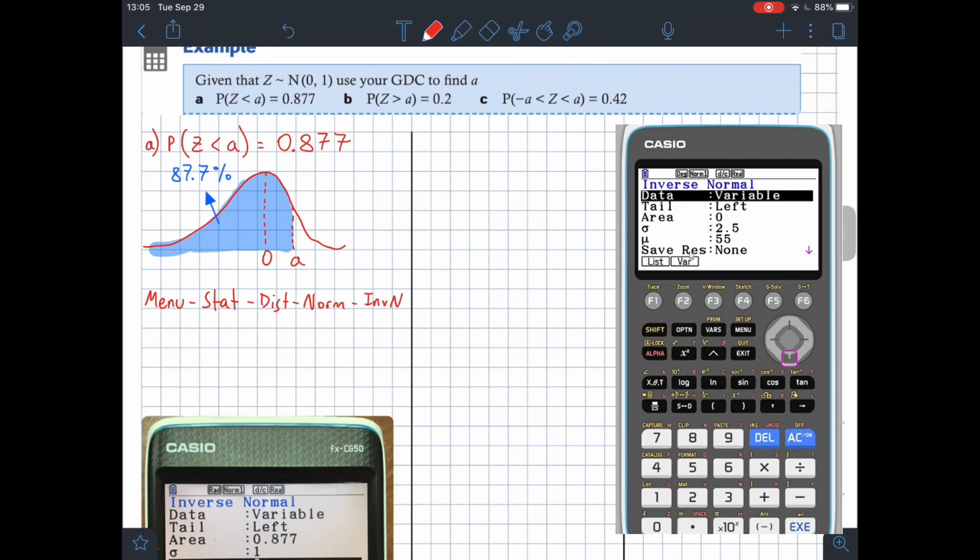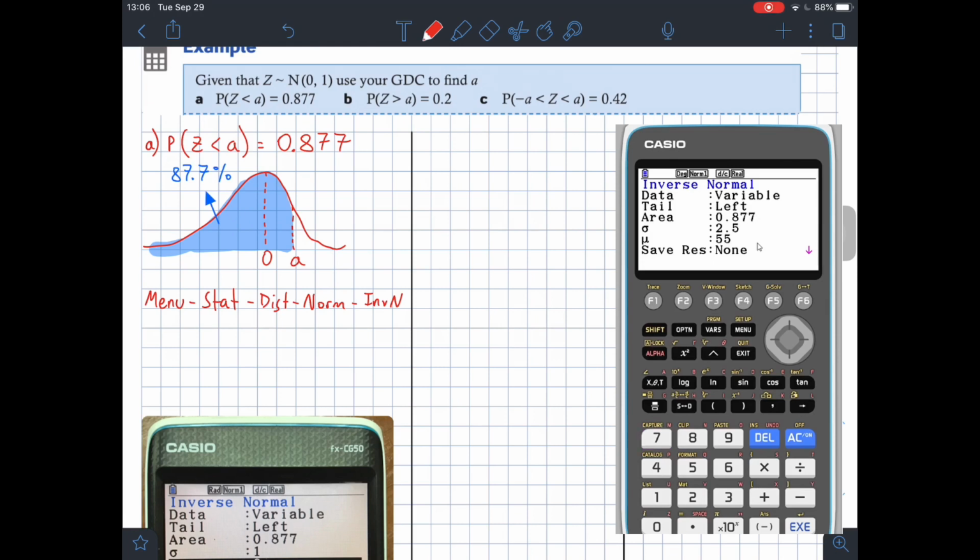So then you have the question, the tail, is it to the left or is it to the right? If you look at the sketch we just did, the tail is to the left, right? The tail is where the shaded region is going to. It's going to the left or to the right. And in this case, it's going to the left, okay? Then for the area, we're going to write the value of the area. In this case, we need to write it as a decimal, right?